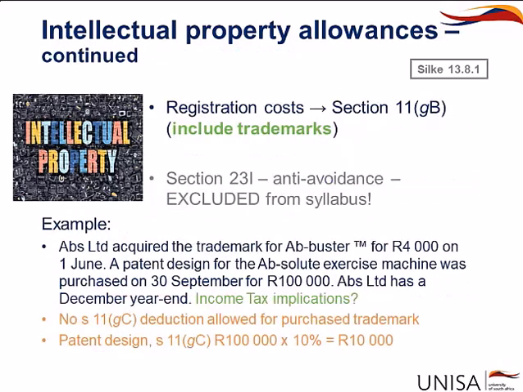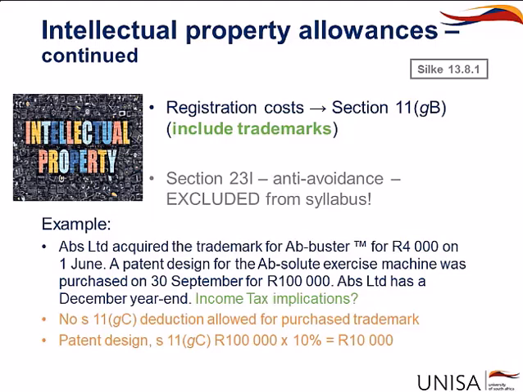When it comes to the registration costs or the renewal costs of intellectual property in terms of Section 11G Cap B, we're now looking at trademarks as well, and here we will get a deduction in full, 100%. Just remember, Section 23I, the anti-avoidance rules have been excluded from your syllabus.